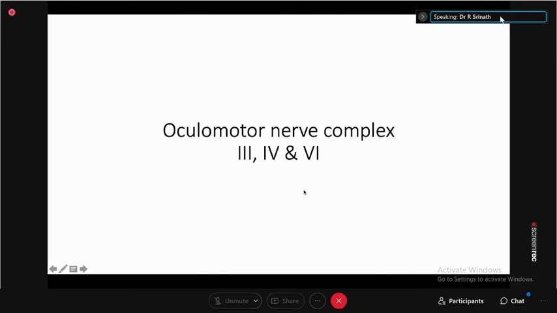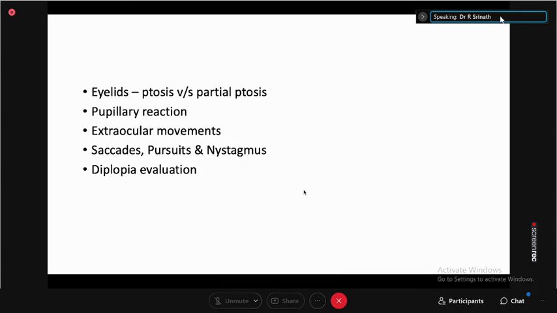Now coming to possibly one of the most important cranial nerves, because it has so many tests to be done. The third, fourth, and sixth together are called the oculomotor nerve complex. There are various tests which are done, looking for ptosis, partial ptosis, pupillary reaction, extraocular movements, movements like saccades, pursuits and nystagmus, and evaluation of diplopia.